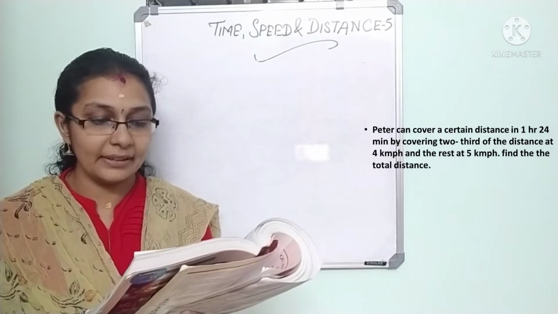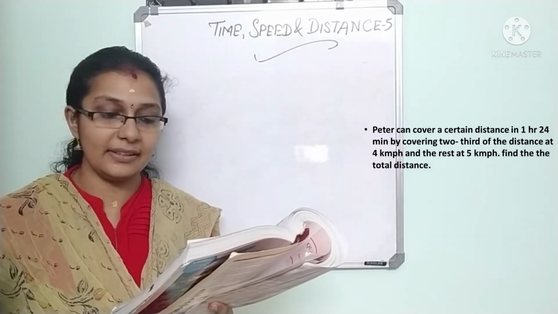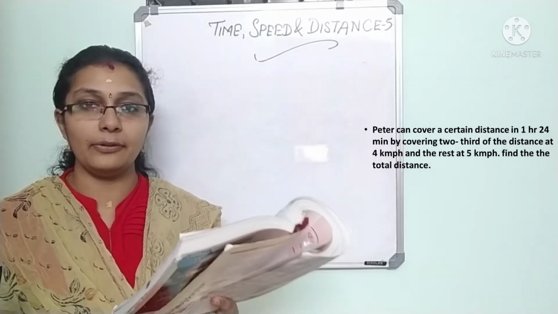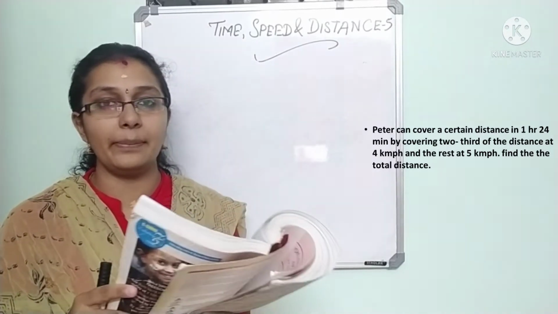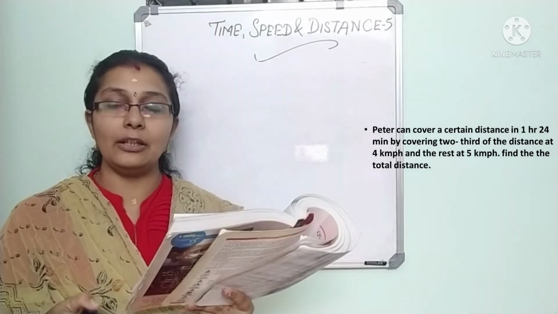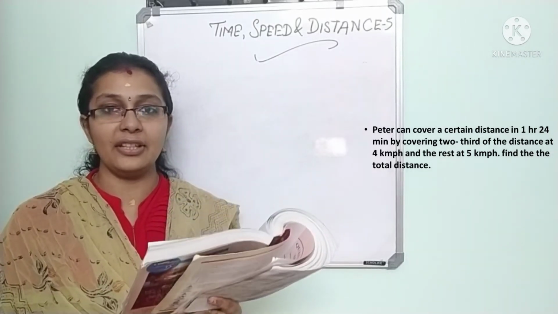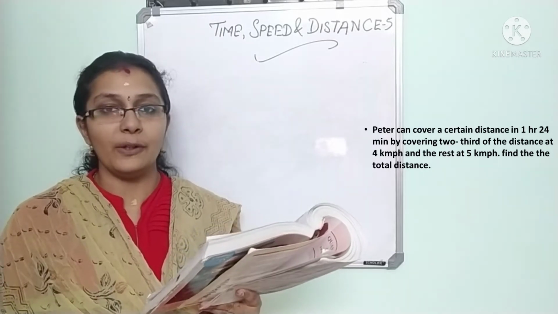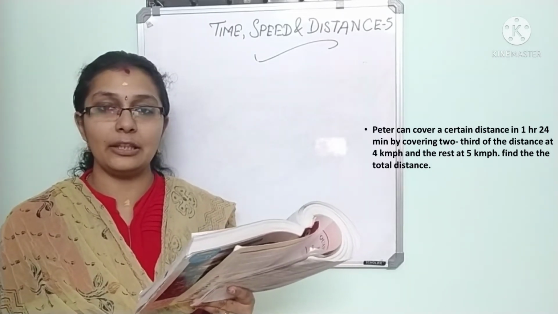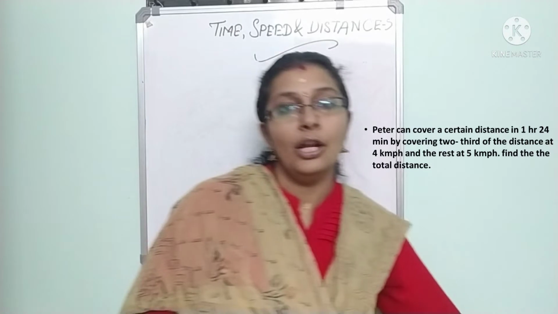So the question is like this. A person is covering a certain distance in a total time of 1 hour 24 minutes and he is going with two speeds. One speed is 4 km per hour and the other is 5 km per hour. Given the condition that he is covering the first 2/3 of the distance at 4 km per hour and the rest at 5 km per hour, we have to find the total distance.